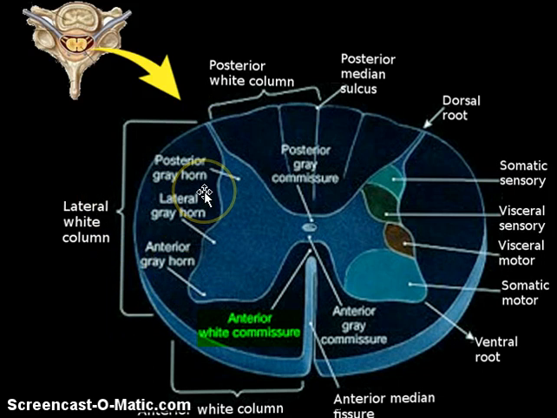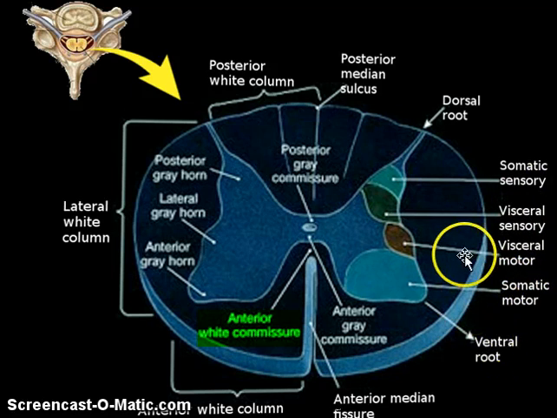Now what is the function of the posterior gray horn, also known as the dorsal horn? They receive several kinds of sensory information from the body, like light touch, proprioception and vibration. We will understand this in detail. The lateral gray horn is present in the thoracic region, and it contains visceral motor neurons. And the anterior gray horn consists of the alpha motor neurons. So here the functions of each area are mentioned: somatosensory, visceral sensory, visceral motor, somatic motor.